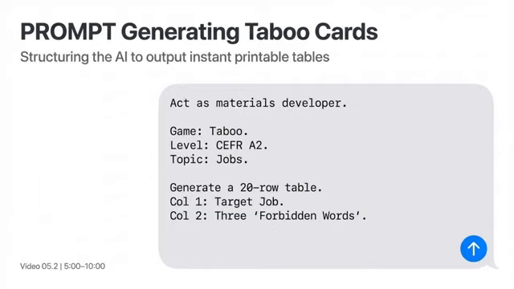Generate a table of 20 rows. Column 1, the target job, example, doctor. Column 2, 3 simple forbidden words the student cannot say when describing the job, example, hospital, sick, medicine.